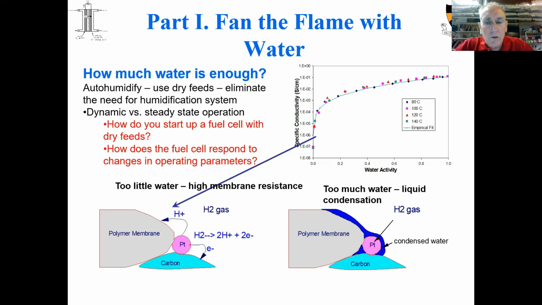Now, you also don't want to have too much water, because if you have too much water, you block the hydrogen transport to the catalyst where it is reacted to make the protons. So what you want to do is find this happy medium where you have just enough water to keep the membrane conductive, but not too much water to block the reactant flow to the catalyst surface.